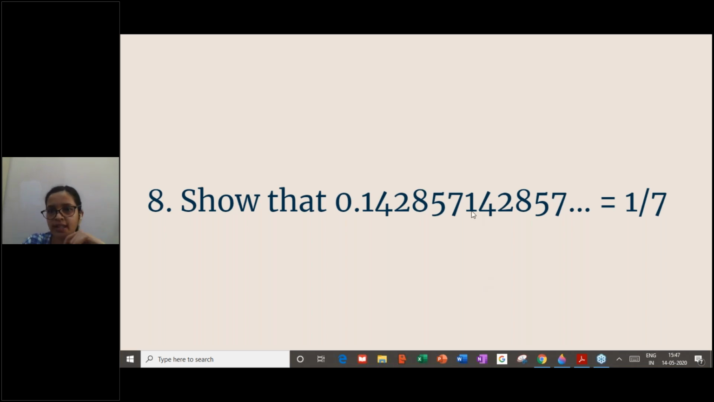Yes, Dhruv, one second, let me unmute. Yes, Dhruv. Ma'am, can we solve it by that method, like we had to take the 100x method? In this, 5-6 digits are recurring, so we can take that method. Yes, this has to be solved by that method only. You're right.